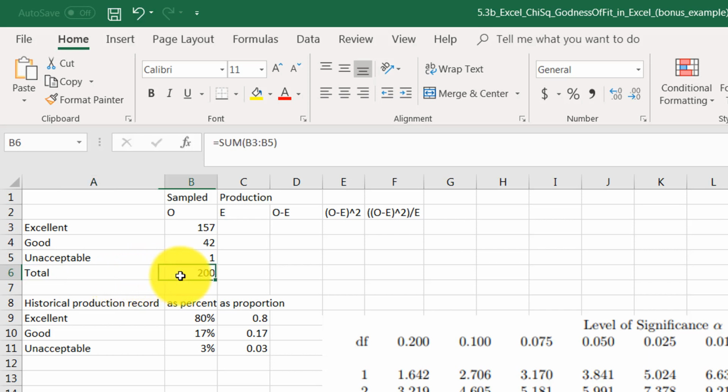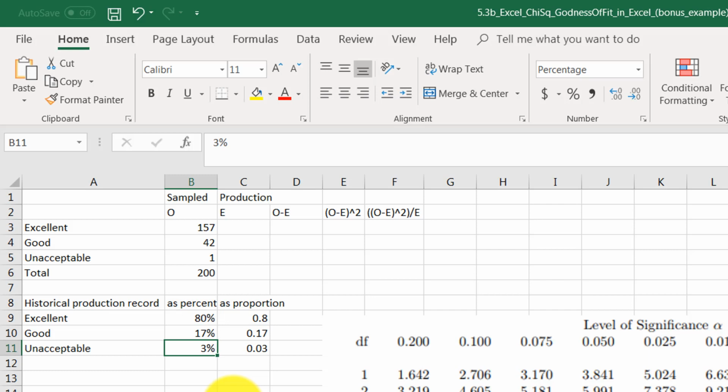So what I have here is a sample of 200 items that came off of this machine's line. Of those, 157 are of excellent quality, 42 are of good quality, and 1 is of unacceptable quality. I'm going to compare this to our previous knowledge that 80% of the items that came off of this machine were of excellent quality, 17% were of good quality, and 3% were of unacceptable quality.